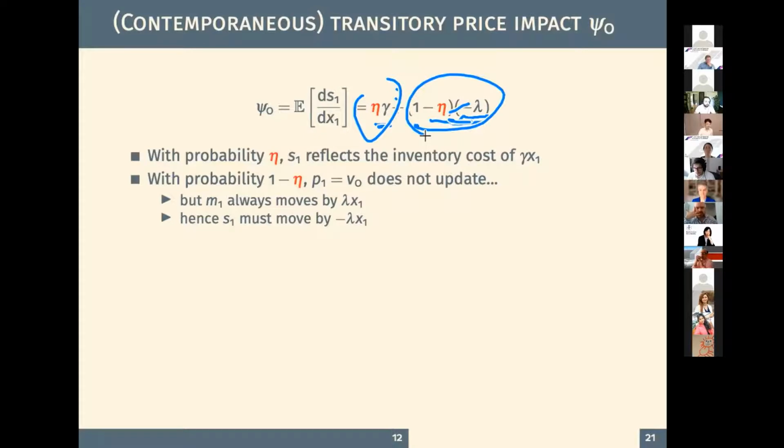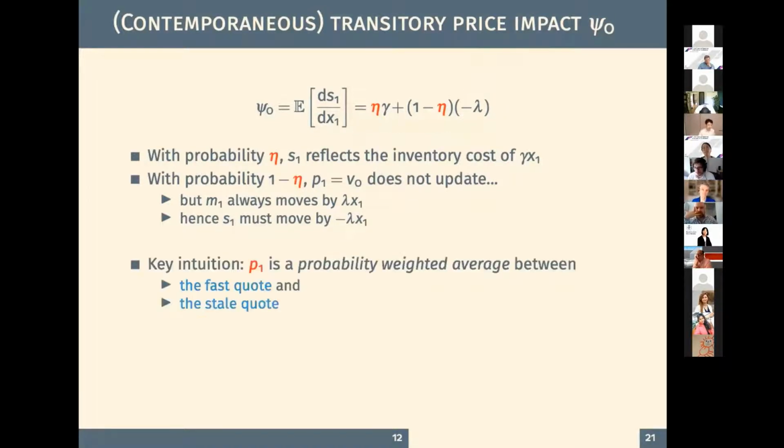Okay, and if you look at this expression, now it should be very clear that it can indeed be negative. When is it negative? It's negative if eta, for example, is very small. So basically, the fast quoters are not able to update very, very timely. Okay, or for example, when the adverse selection cost is very high, then it's also possible to have a negative lambda, negative psi 0 here.